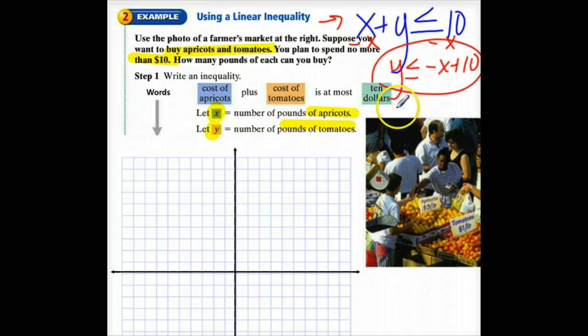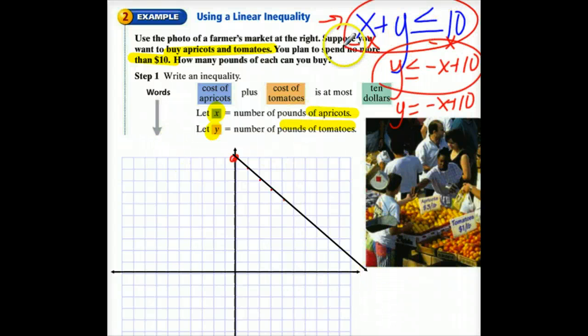Here's my inequality. I'm going to make an equation just for graphing purposes. Y-intercept of 10, slope of negative 1. It's a less than or equal to sign, so I'm going to make a solid line. There it is. Now, where do I shade? Well, 0, 0 isn't on my line, so let's use that point. I'm going to go back to my original equation. X plus y is less than or equal to 10.